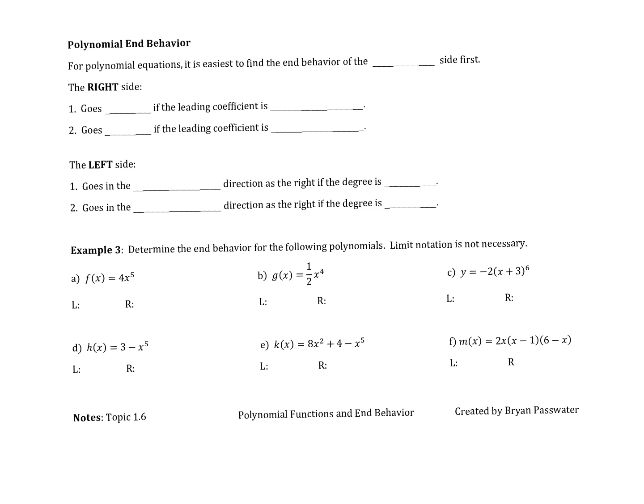For polynomial equations, it is easiest to find the end behavior of the right side first. The right side goes to infinity if the leading coefficient is positive. It goes to negative infinity if the leading coefficient is... What do you think? Negative. Negative. Very nice.